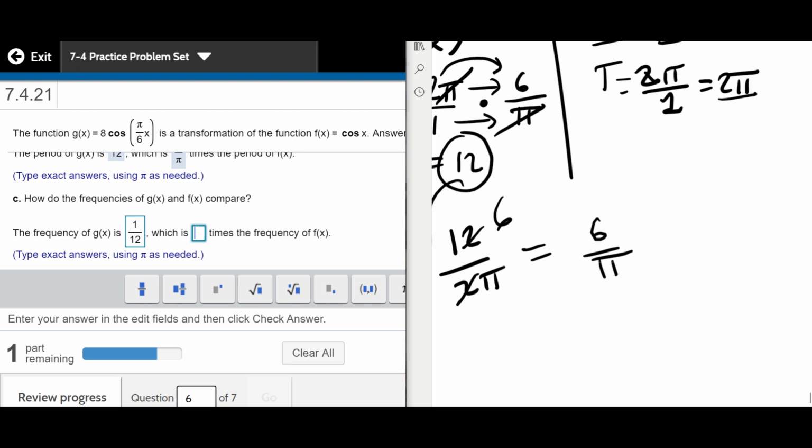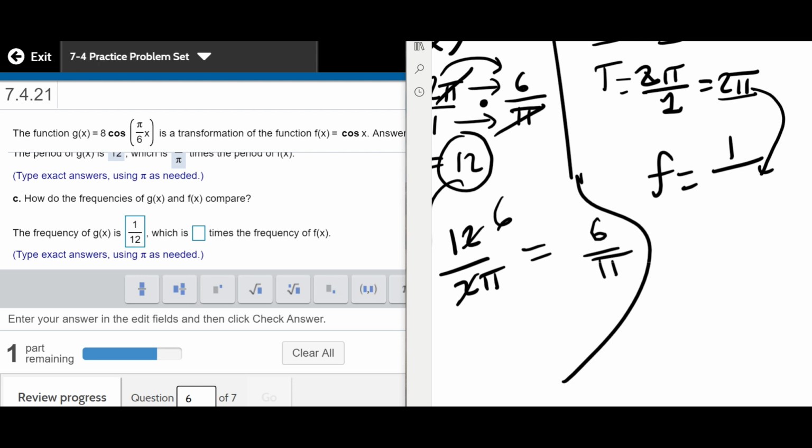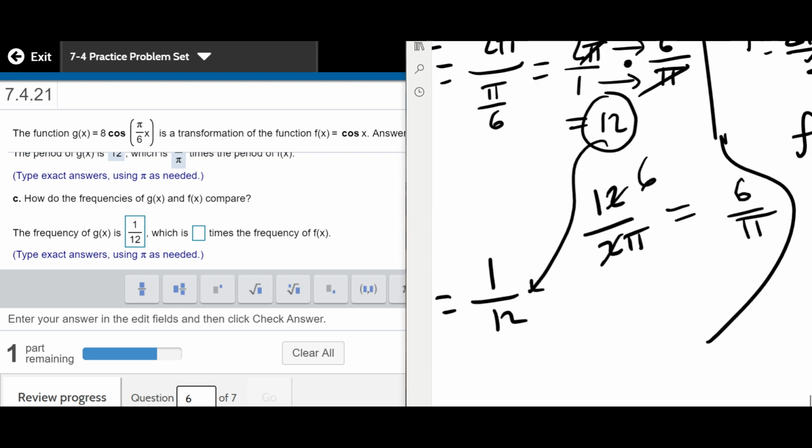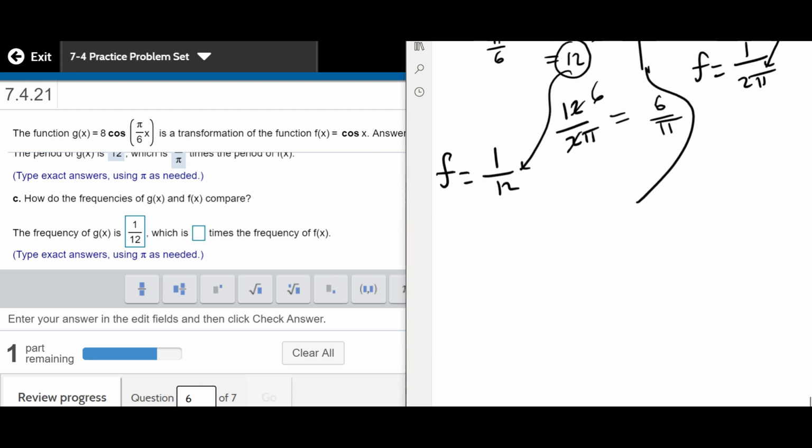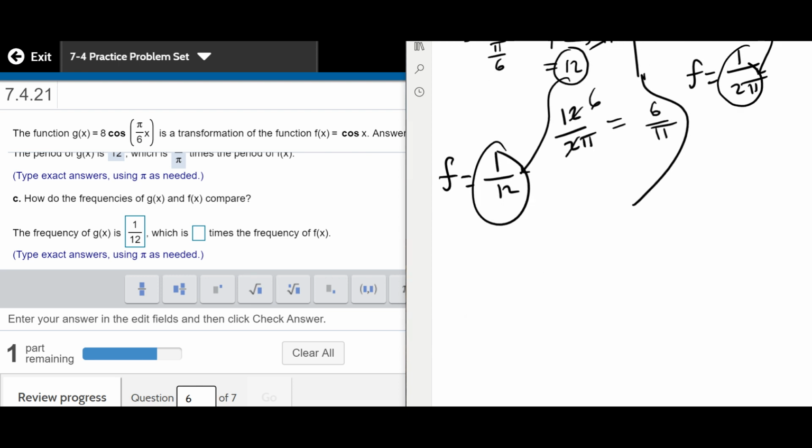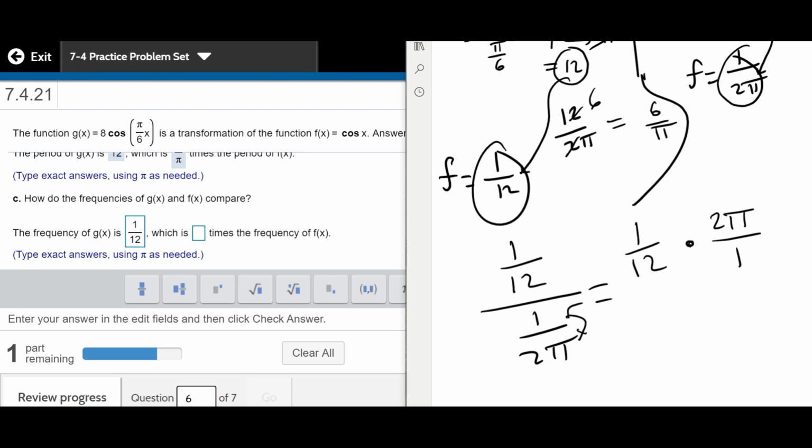And then what's the frequency of the other function? It's just going to be 1 over that. So 1 over 2 pi. So how much bigger is it? Well, you're going to take 1 over 12 divided by 1 over 2 pi. Okay, so you take those and divide them. How do you divide them? KCF. Keep, change, flip. All right, so multiply straight across. So we got 2 pi over 12. This reduces to 1 over 6, so it becomes pi over 6. So it's pi over 6 times the frequency.